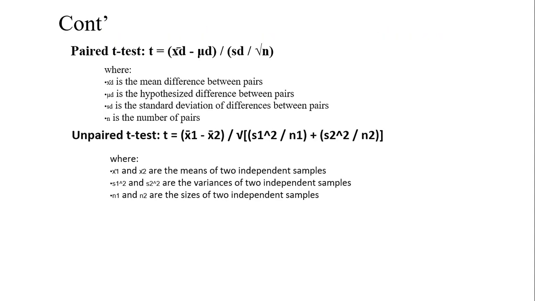For the paired test, first we need the mean difference between the pairs, the hypothesized difference between the pairs, the standard deviation of the difference between the pairs, as well as the number of pairs. And for the unpaired test, we need the means of two independent samples, the variances of two independent samples, and the sizes of the two independent samples.